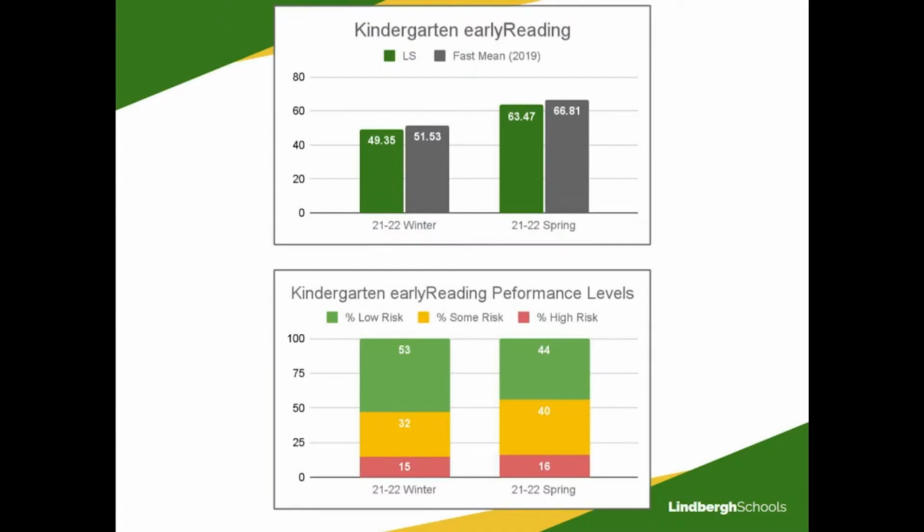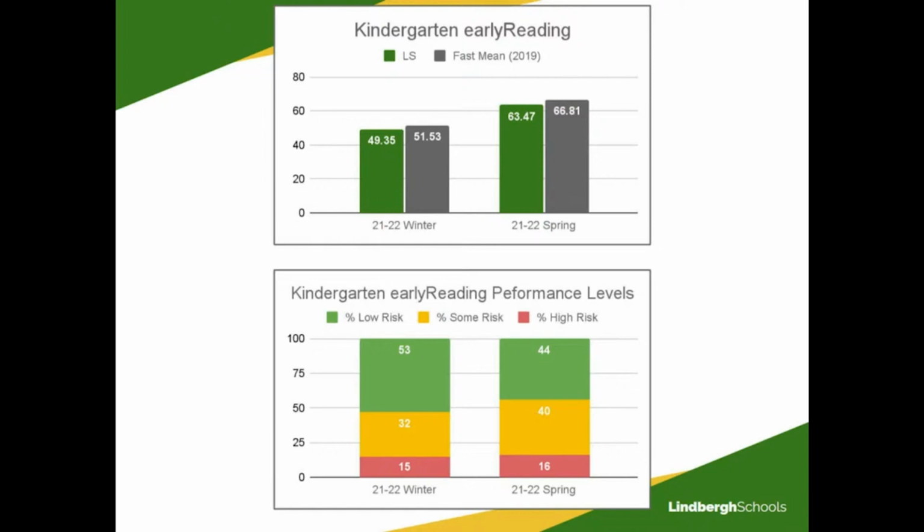So kindergarten early reading, so this is a test that's going to measure some very specific skills. We have 4 sub-skills that we're looking at with our kindergarten readers. And what we have on there in the top graph is you have our winter scores and our spring scores. And you have green is Lindbergh and the gray is the national average. And that's the FastBridge national norm from 2019. So it's not all kids across the nation, it's just those schools who are using FastBridge. And it's their norming from when they did 2019.